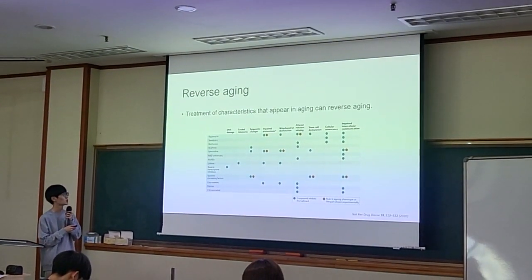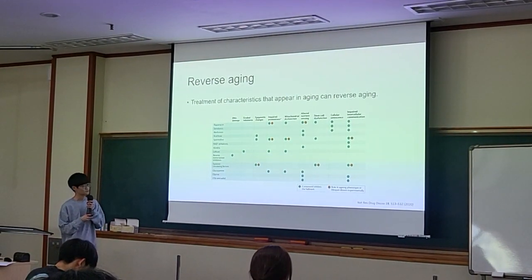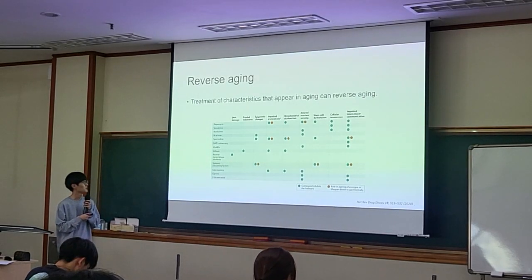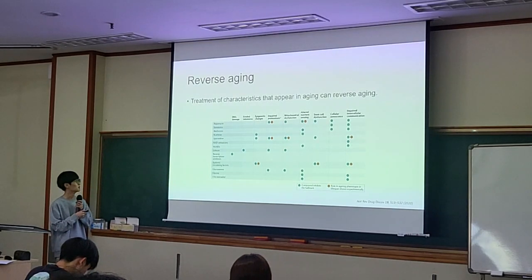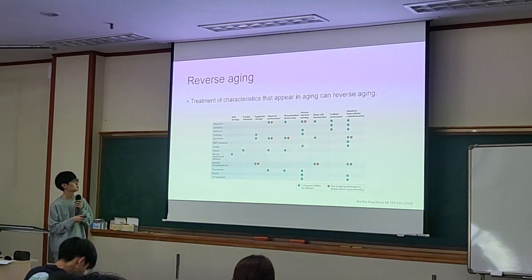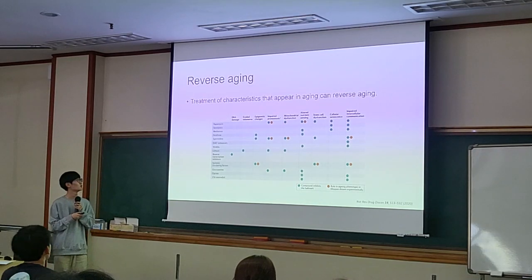Reverse aging is the treatment of characteristics that appear in aging. This is an example of reverse aging drugs. For example, rapamycin can treat proteostasis and mitochondrial dysfunction, and so on. So in this case, there are many reverse aging methods. Today I will introduce several reverse aging methods.